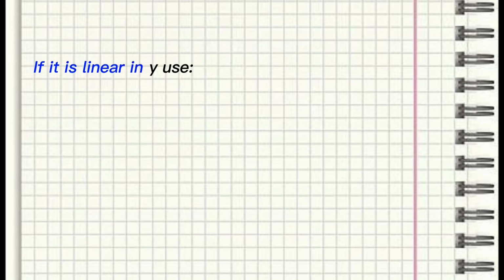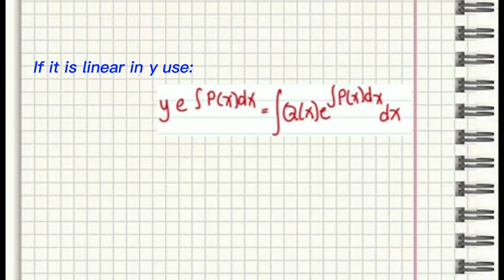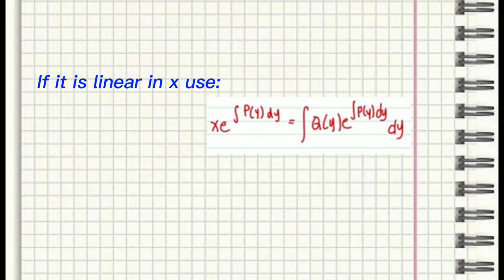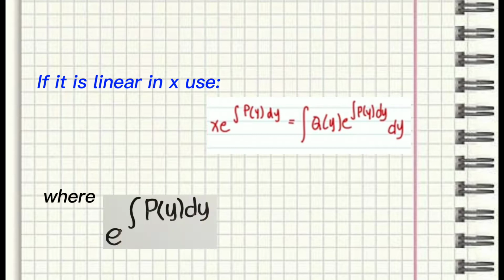If it is linear in y, use the formula y times e raised to the integral of p(x) dx is equal to the integral of q(x) times e raised to the integral of p(x) dx times dx, where e raised to the integral of p(x) dx is our integrating factor. And if it is linear in x, use the formula x times e raised to the integral of p(y) dy is equal to the integral of q(y) times e raised to the integral of p(y) dy times dy, where e raised to the integral of p(y) dy is our integrating factor.